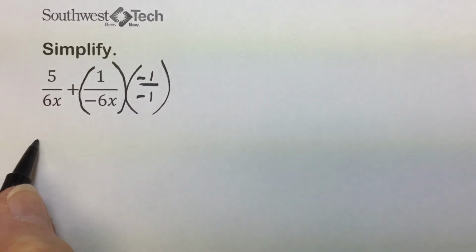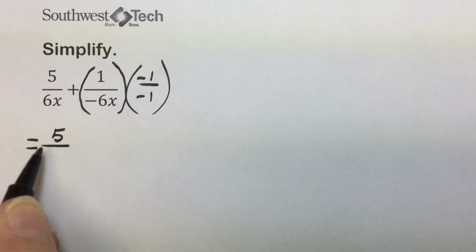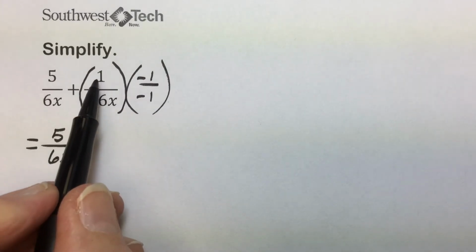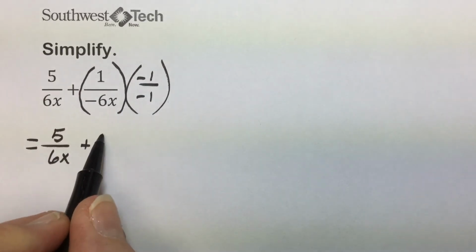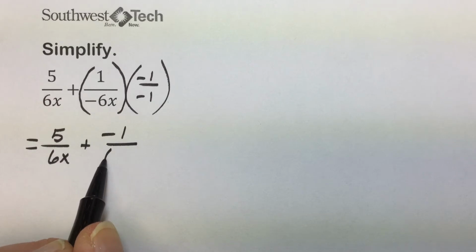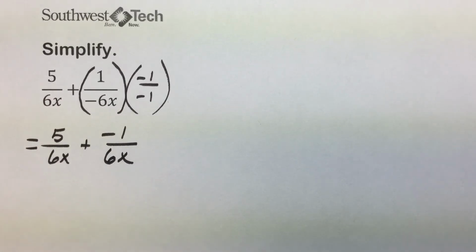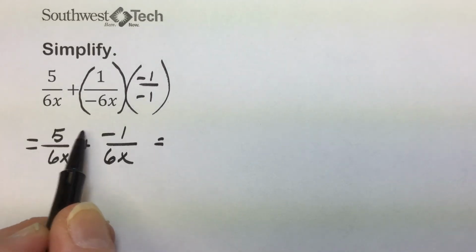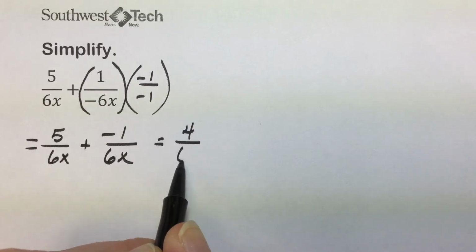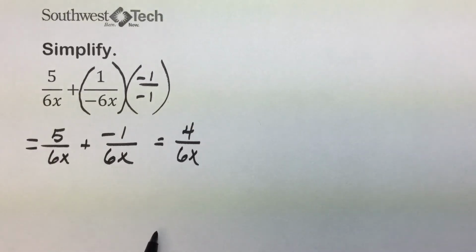1. But if I do the multiplication, the first fraction will stay the same. The second fraction will result in a product of -1 in the numerator, a negative times a negative in the denominator, and 6x times 1 is 6x. I now have a common denominator, which means I can go ahead and combine the numerators. 5 plus a -1 is 4 over 6x, and always look to see if we can simplify further.